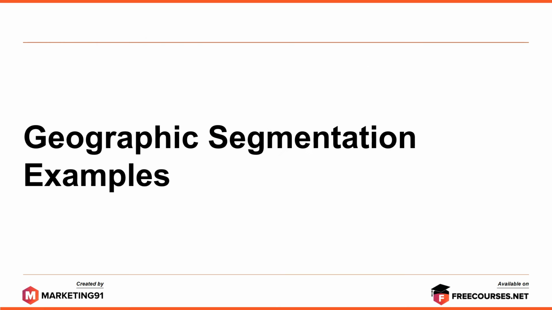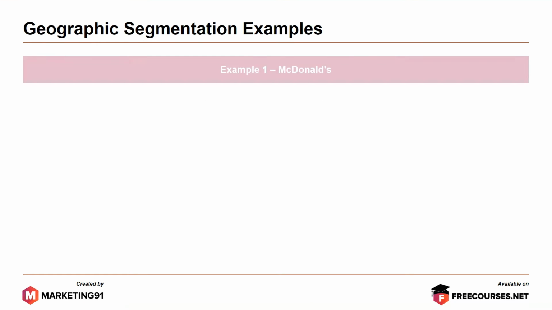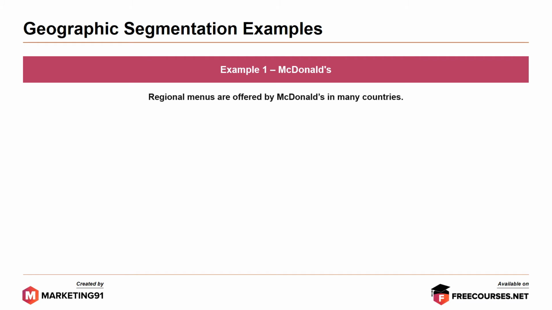Now let's look at geographic segmentation examples. The first being McDonald's. Regional menus are offered by McDonald's in many countries. This was an attempt to satisfy and attract appetizing heritage of those areas. This is why the menus of McDonald's across the globe varies.